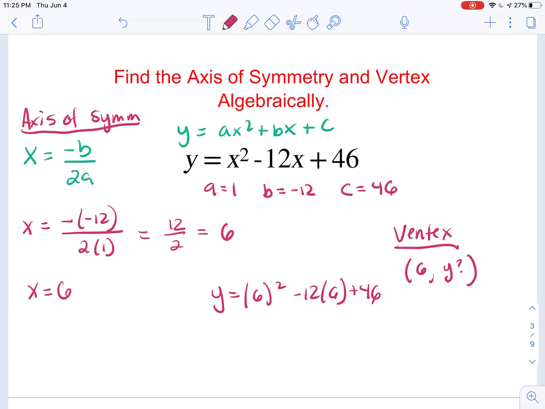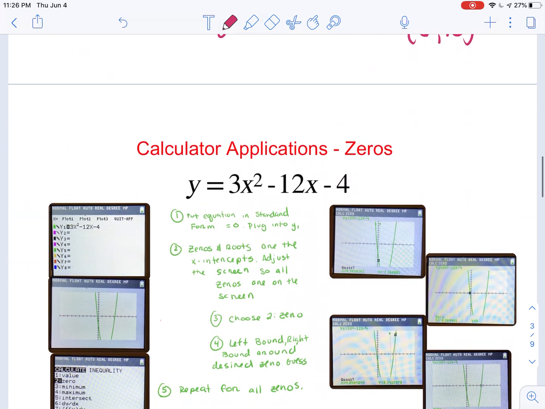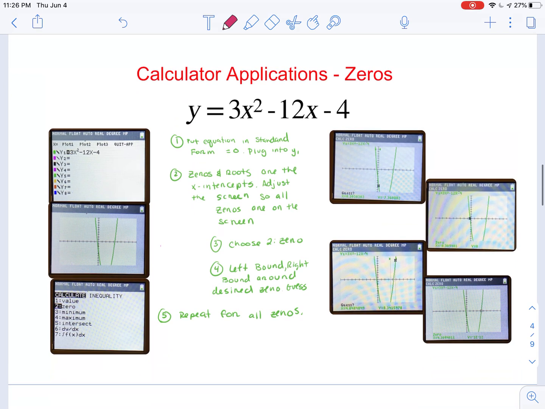Plus 46. Well, let's type this into the calculator. So we got 6 squared minus 12 times 6 plus 46 is equal to 10. So what is the coordinate of my vertex? It's (6, 10). All right, so this is the formula you would need for the axis of symmetry, and that is how we would find the vertex from there.